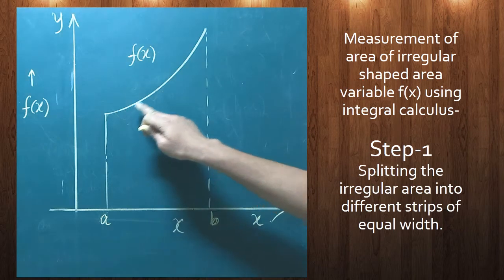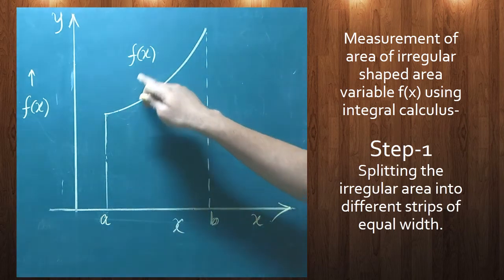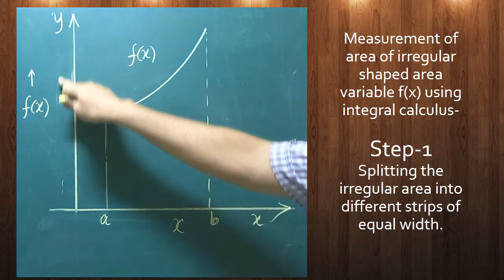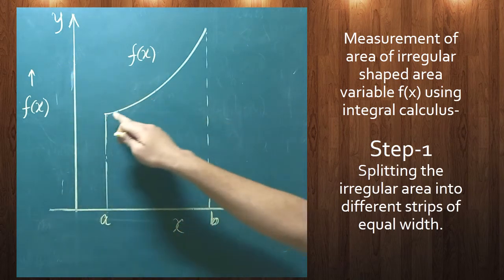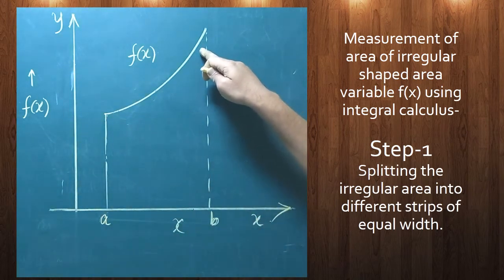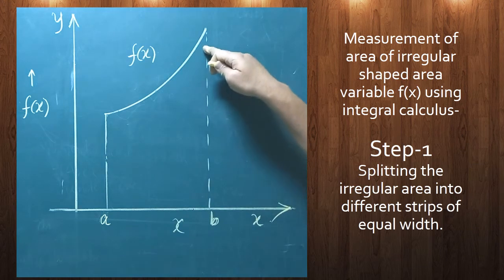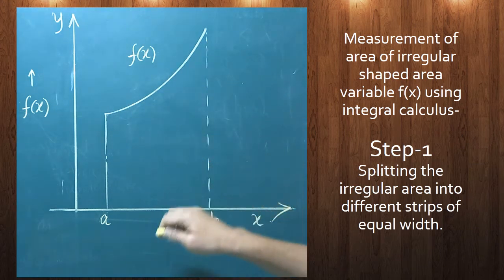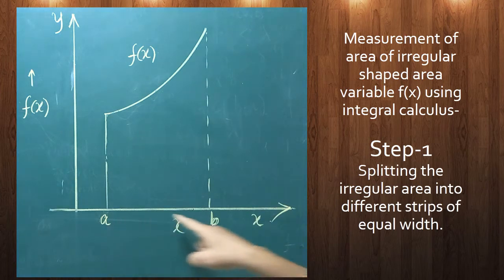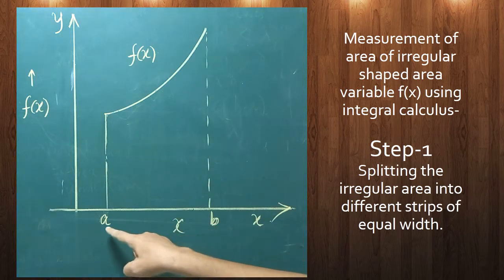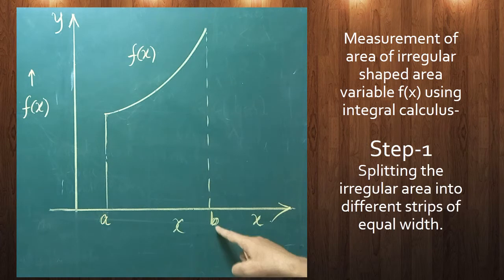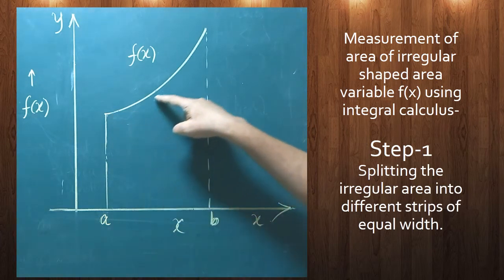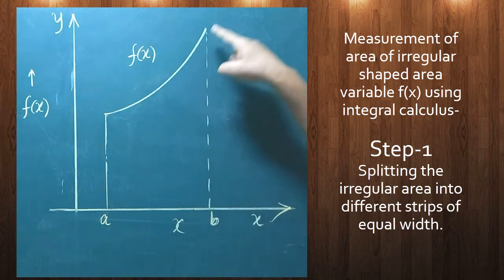Look at how f of x changes. The parameters written on the y axis are slowly increasing. The value of f of x is slowly increasing from one value to another. When the value of x changes from a to b, what happened? f of x is also slowly increasing in the upward direction.